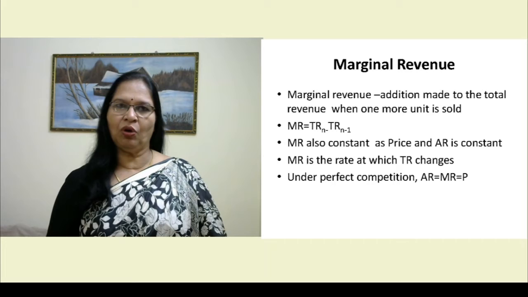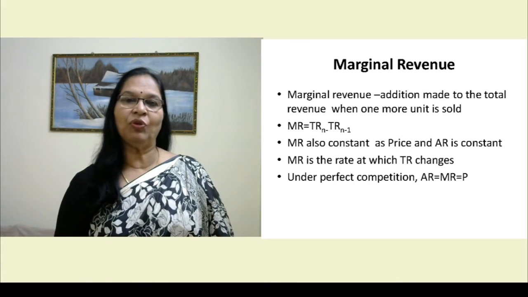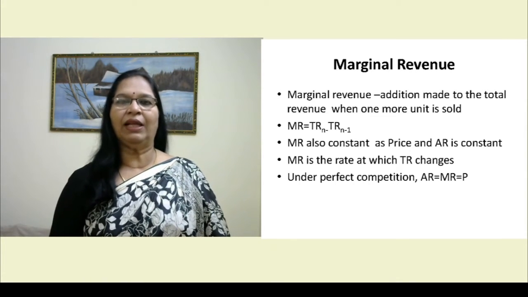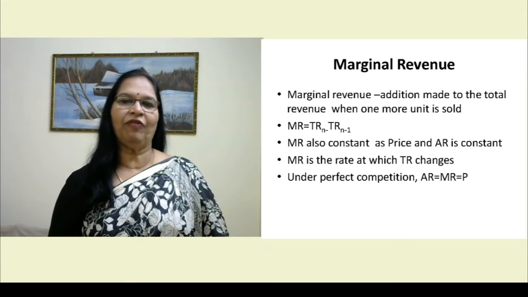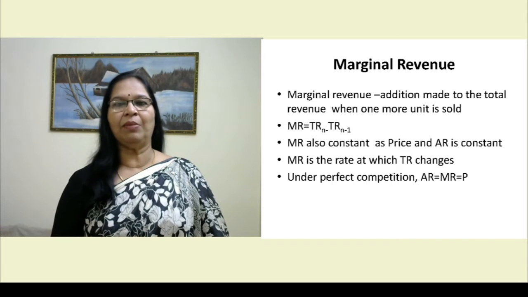MR is also constant because AR is constant and price is constant. MR is the rate at which the total revenue changes. We have found that it is increasing at a constant rate. Under perfect competition, we accept that the average revenue is the same as marginal revenue, which is the same as price.